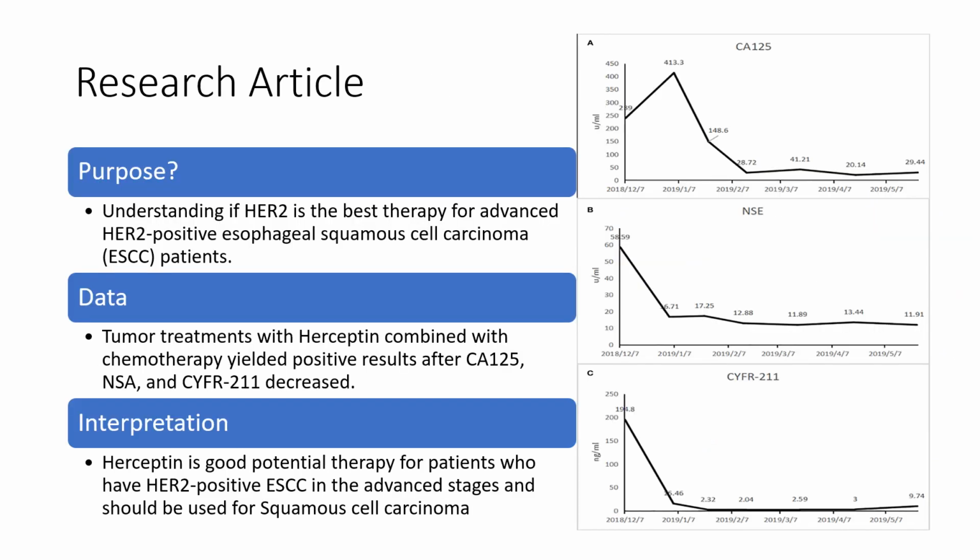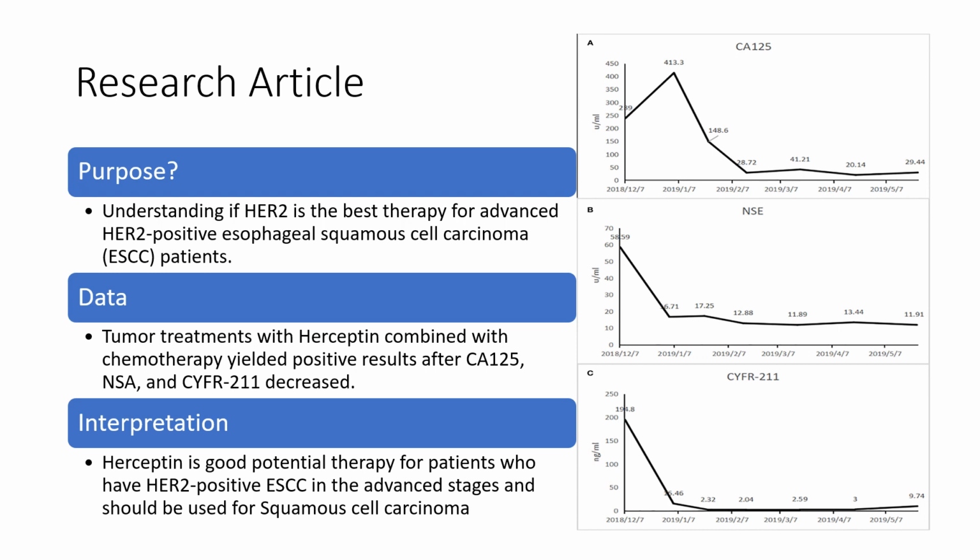The research article I chose is titled Herceptin as a potentially valuable adjuvant therapy for patients with human epidermal growth factor receptor 2 positive advanced esophageal squamous cell carcinoma. The purpose of this article is to understand if Herceptin is the best therapy for advanced HER2 positive esophageal squamous cell carcinoma, also titled ESCC, within patients.